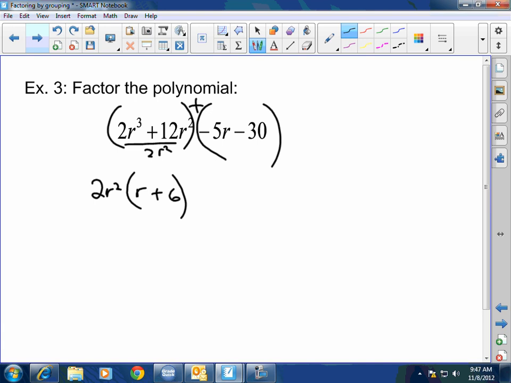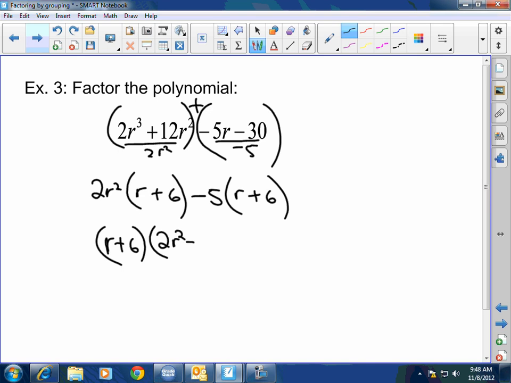Now from here, what do I have to factor out of here to make it a positive r plus 6? Thank you. So take out the negative 5 in that case, and now I have r plus 6. My common factors are the r plus 6 times my leftover of 2r squared minus 5. Do you see how important that is to keep that negative 5 there? Do you guys see that?